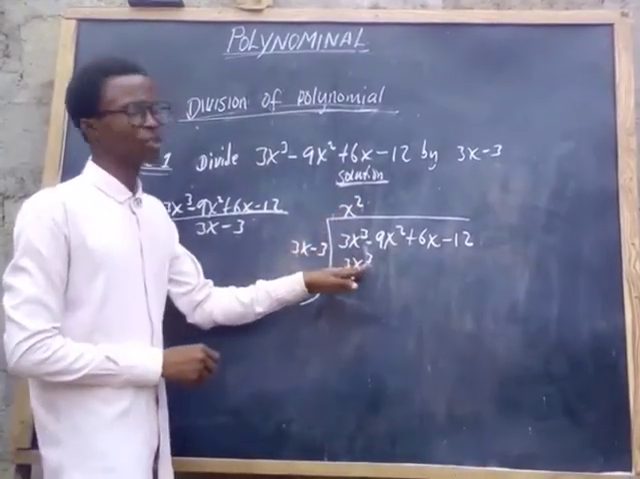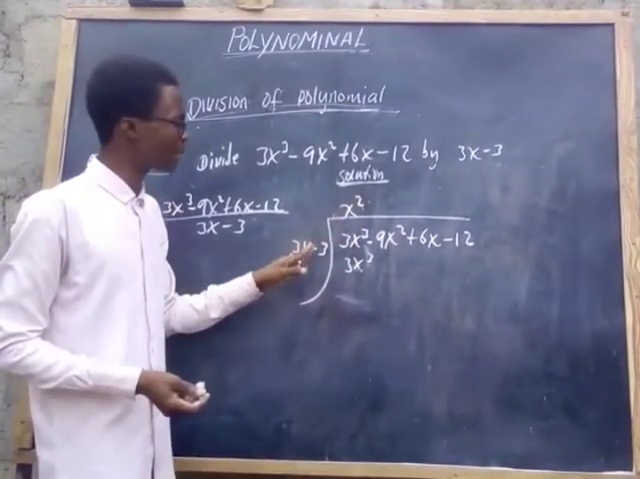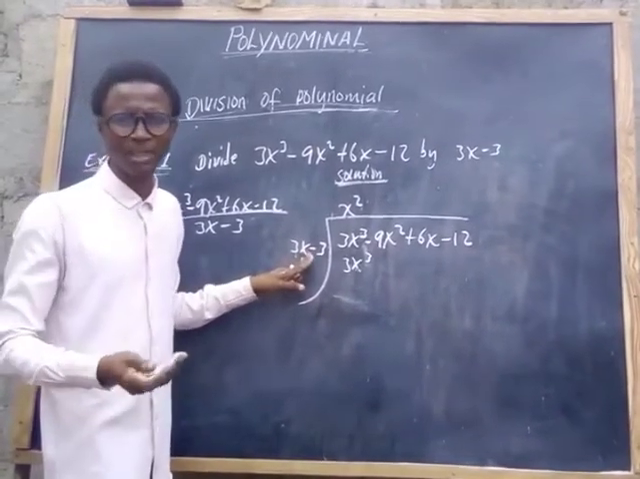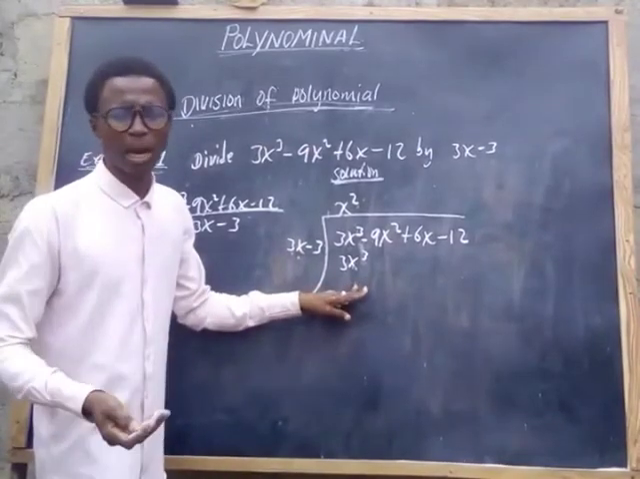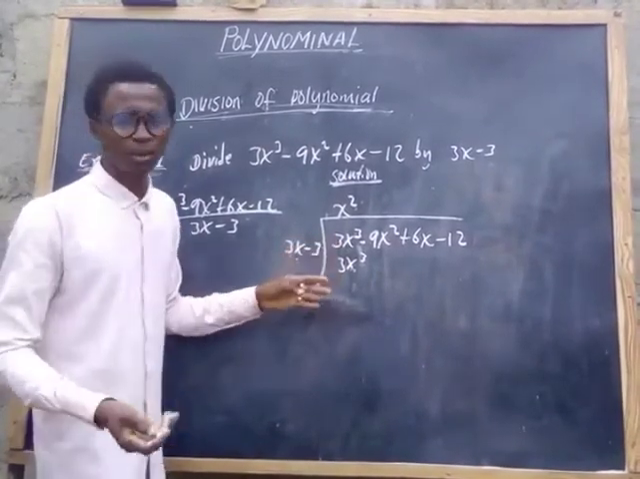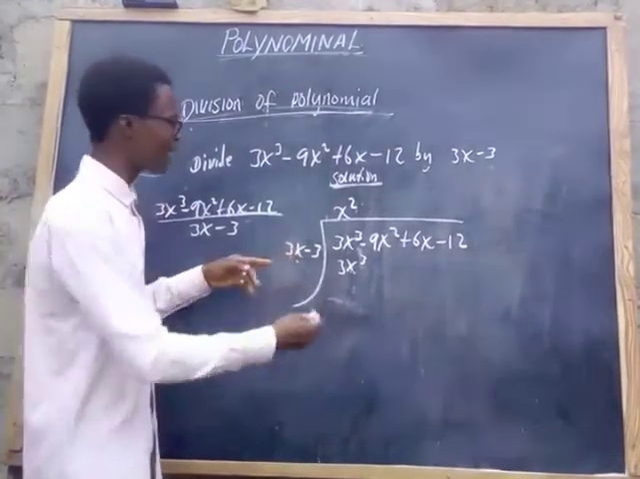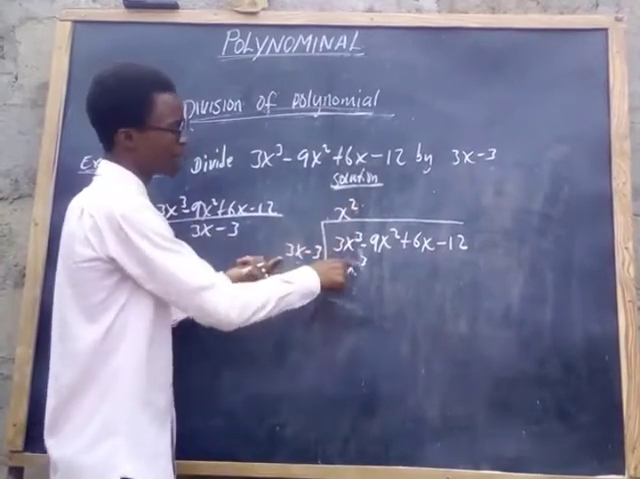X squared times x, just add the powers. If you don't know why it's 3, go and watch indices, where I precisely explained again why it's 3. Because in indices, the product rule told us that once the bases are the same, take one of the bases and add the powers. So I just add the powers: 2 and 1 give us 3.